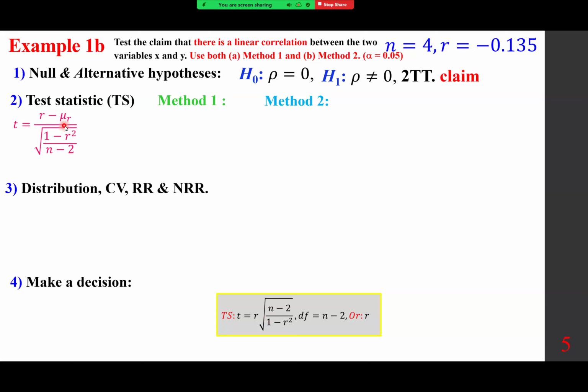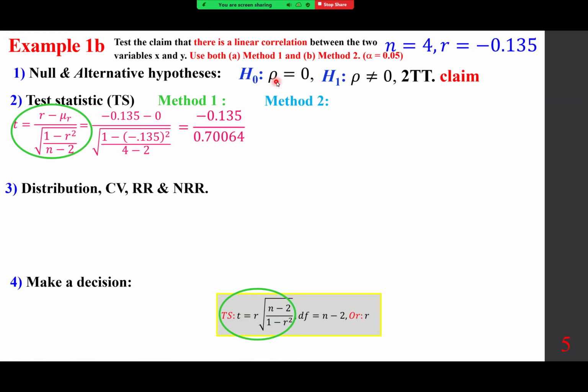This is elementary algebra. Now, what is r? We have it. Plug it in here. All you need is the value of r here, the value of r here, the value of n here when you plug in. So please understand these two formulas are the same. And again, you don't have to write mu sub r. If you write it, this means rho, and it's always coming from H0. Therefore, the math ends up giving us the test statistic of negative 0.1927.